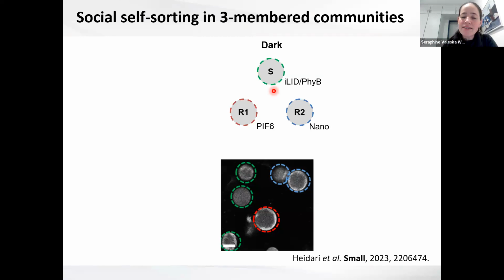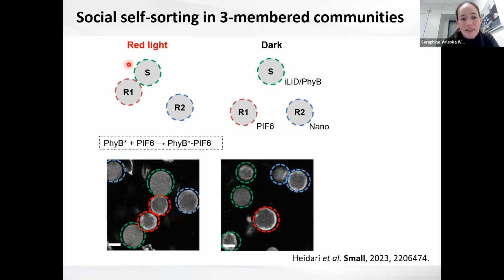So in this three population mixture, we have one sender cell, and the sender has a protein called iLID and PhyB on its surface. And then we mixed it with two potential receiver cells. When we illuminated this mixture under red light, we can see that the sender interacts with the receiver 1 population, which has a protein called PIF6 on its surface.